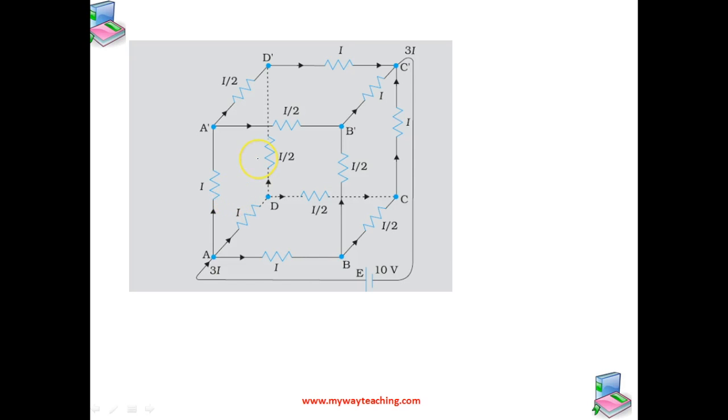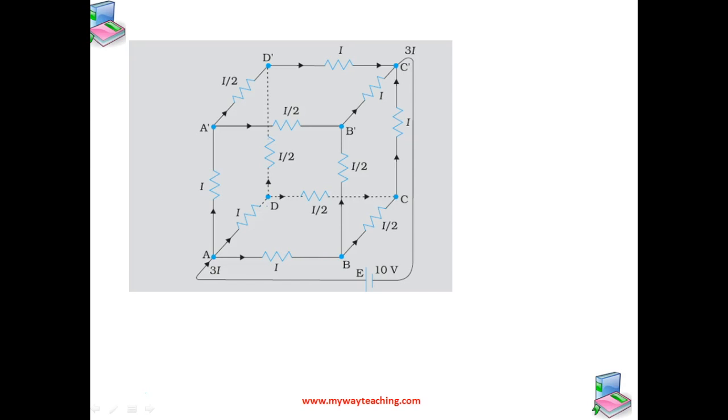Further, at the corners A dash, B and D, the incoming current I must split equally into the outgoing branches. So in this manner the current in all the 12 edges of the cube are easily written down in terms of I, using Kirchhoff's first rule and the symmetry in the problem.